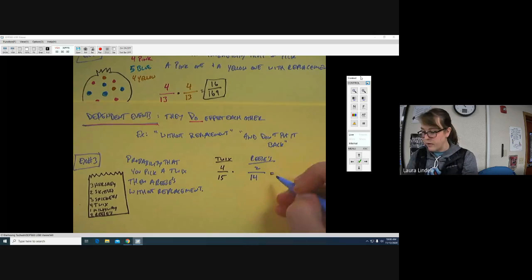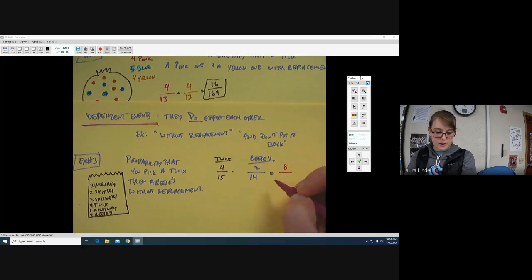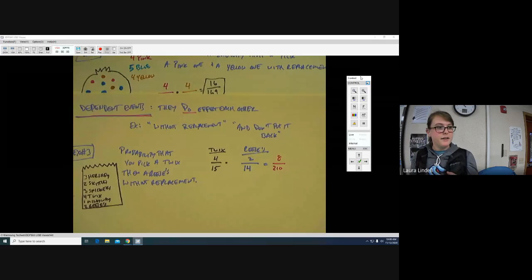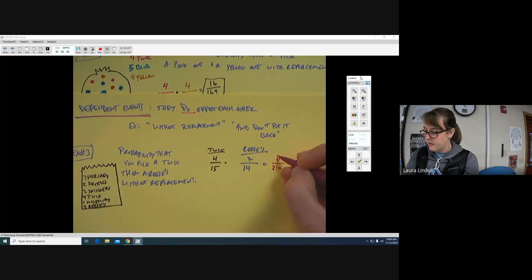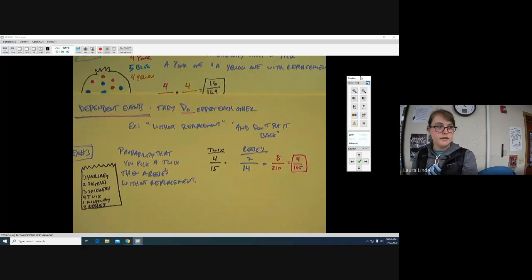So then we multiply those. And we get 4 times 2 is 8 out of 15 times 14, which is 210. And this is a fraction that does reduce a little bit. So we should reduce it. They're both divisible by 2. I can divide the top number by 2 and get 4. I can divide the bottom number by 2 and get 105. So there's my reduced fraction for that one.